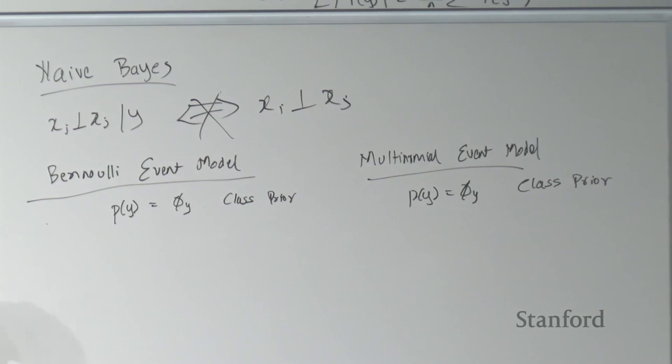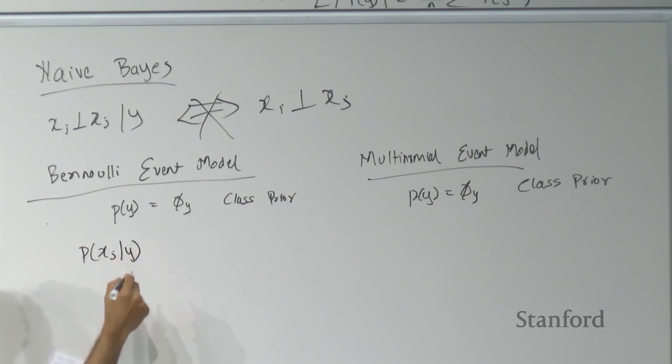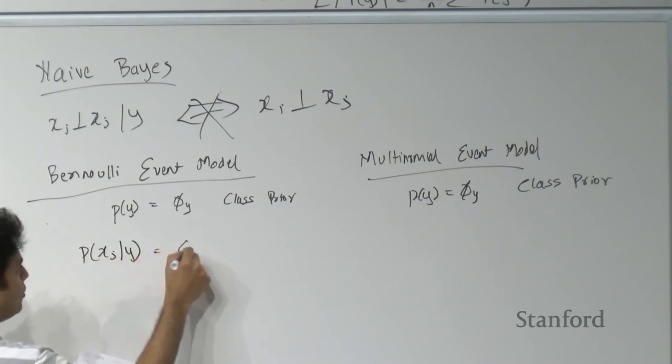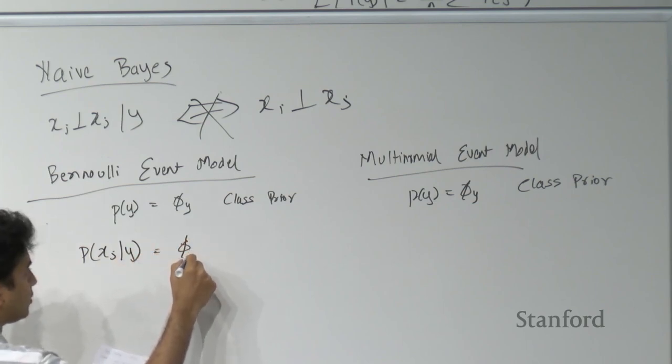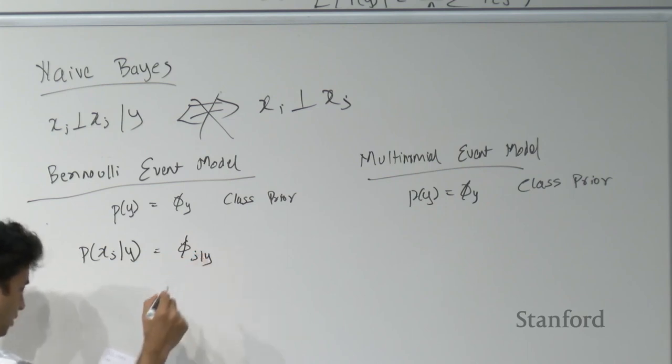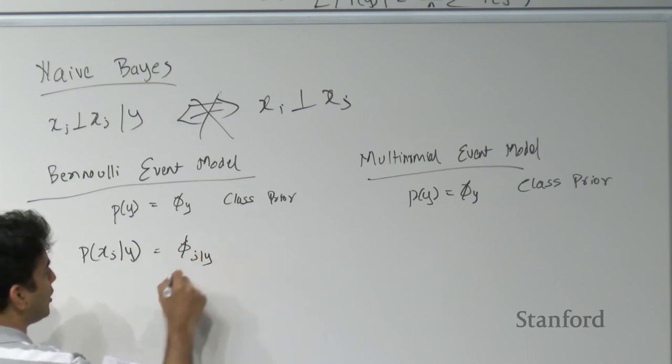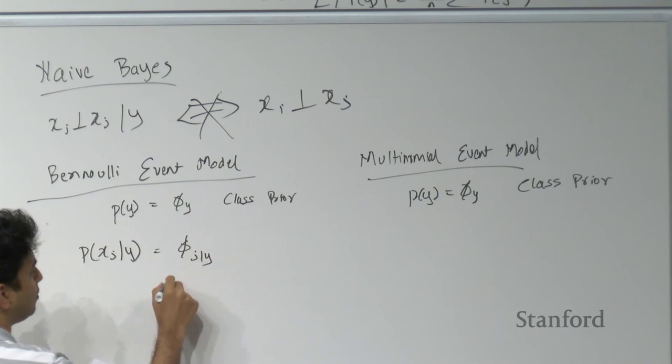And then in the Bernoulli event model, we say P of xj given y is equal to phi j given y, according to, again, a Bernoulli distribution.